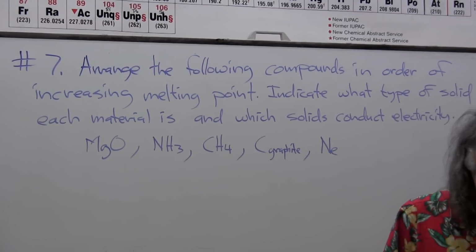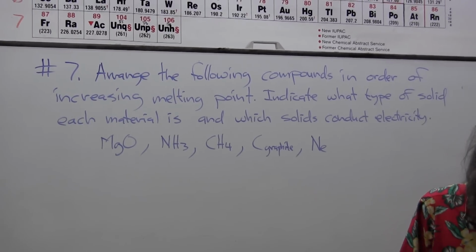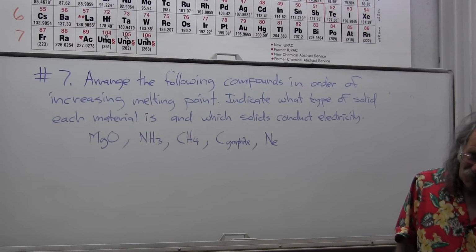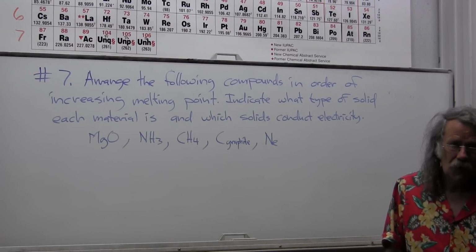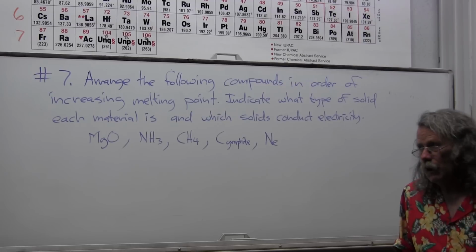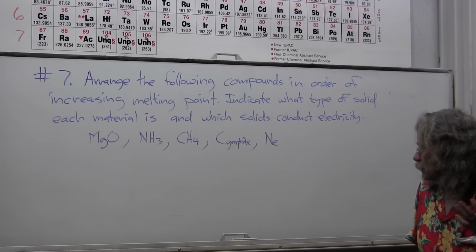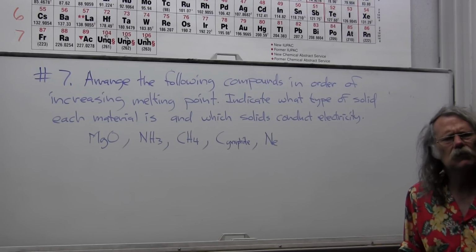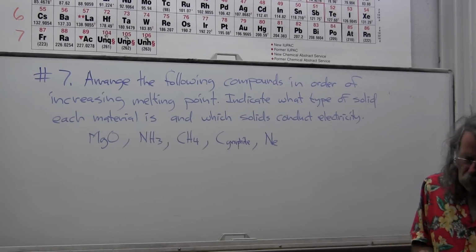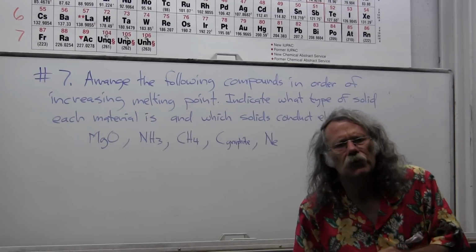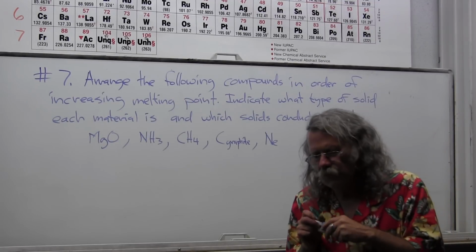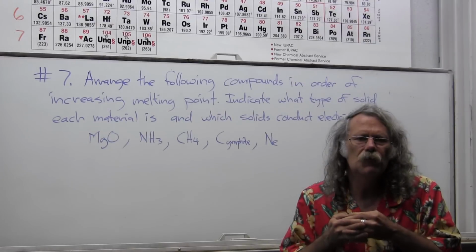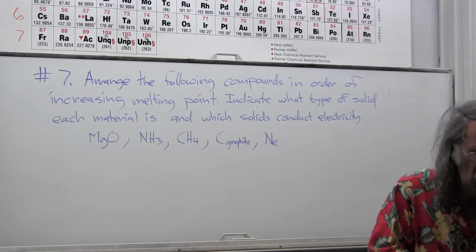There is going to be the possibility of an atomic solid, a molecular solid, a covalent network solid, or an ionic solid. And those are in order of increasing magnitude in general. The melting point is going to be determined by the magnitude of the intermolecular forces that are holding those together.